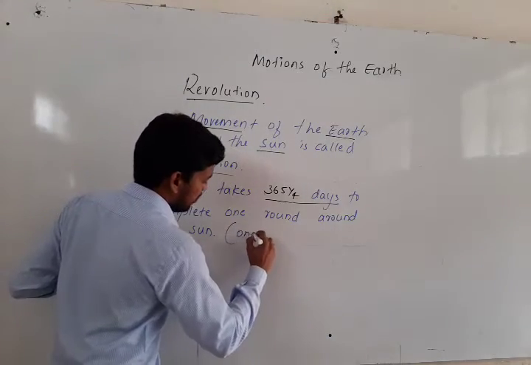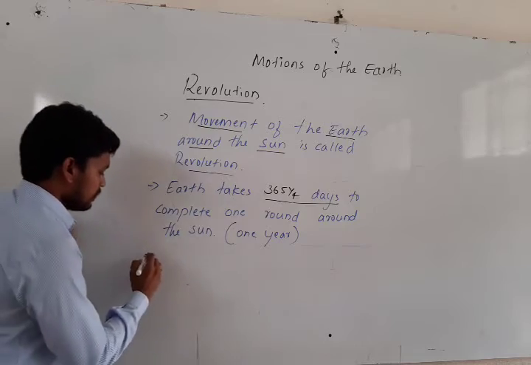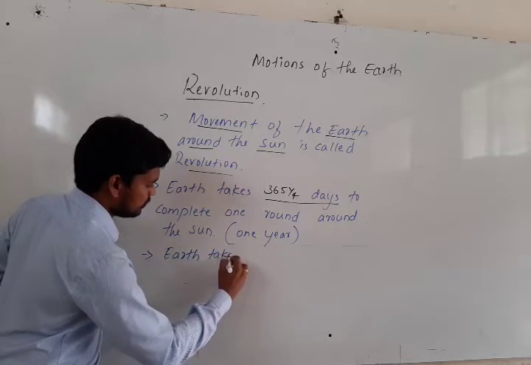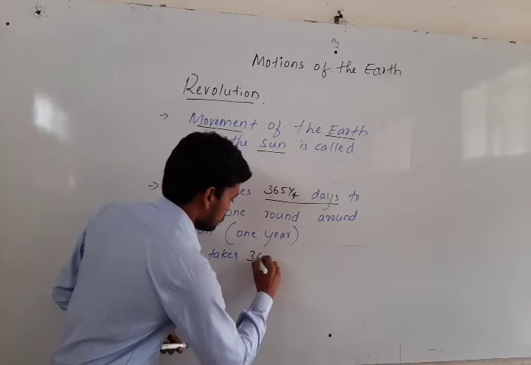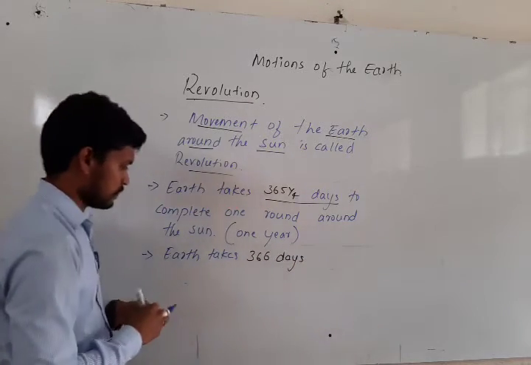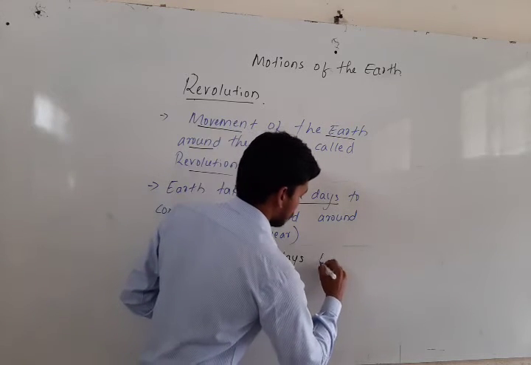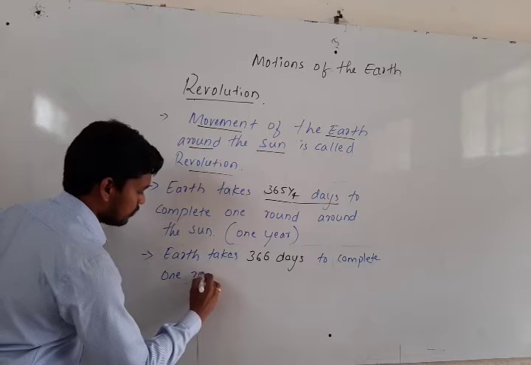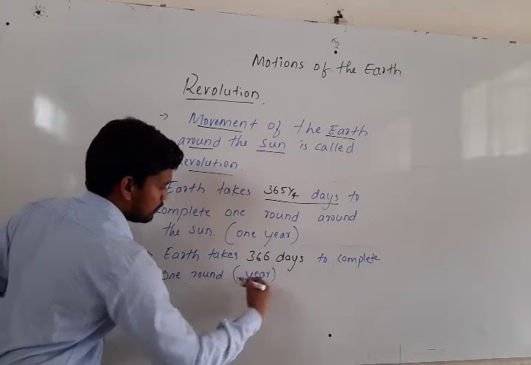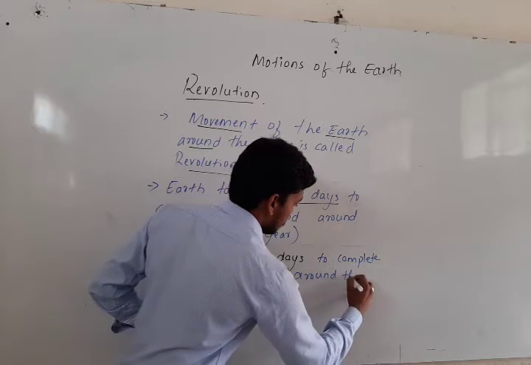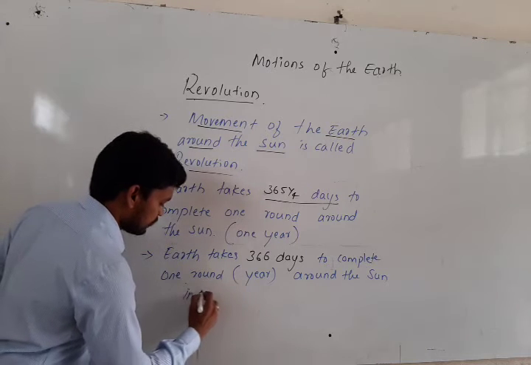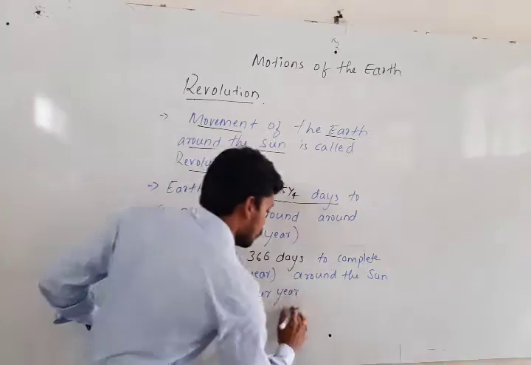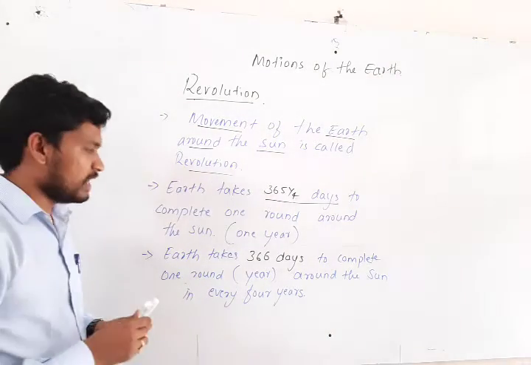So in brackets you can write 1 year. Then Earth takes 366 days to complete one round, one round means 1 year, around the sun, once in every 4 years. So this extra one day will be added to February.